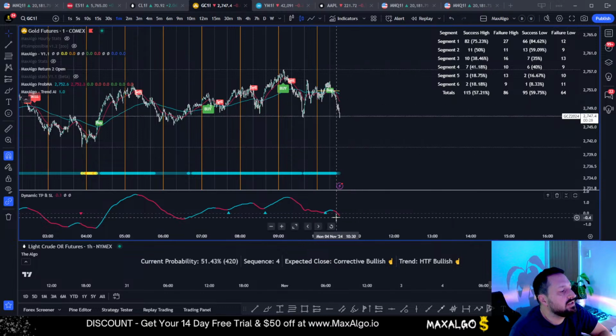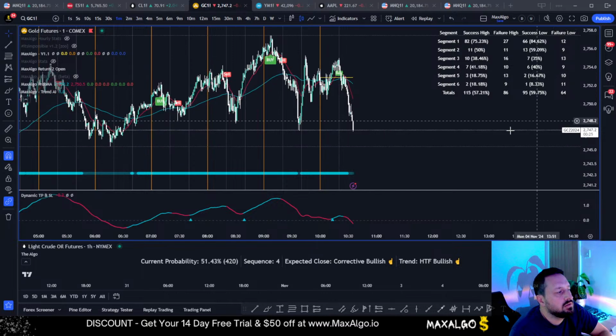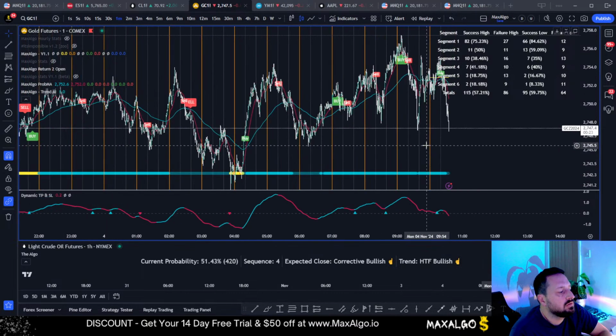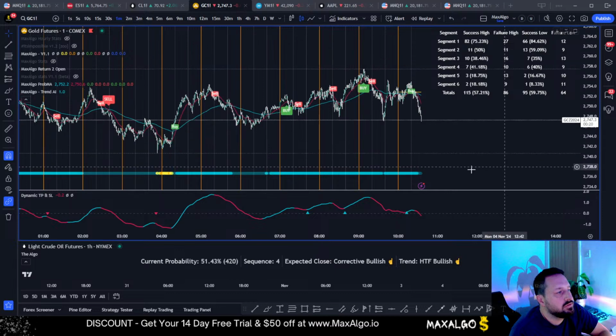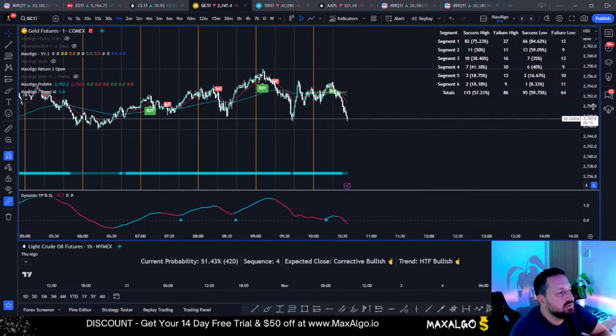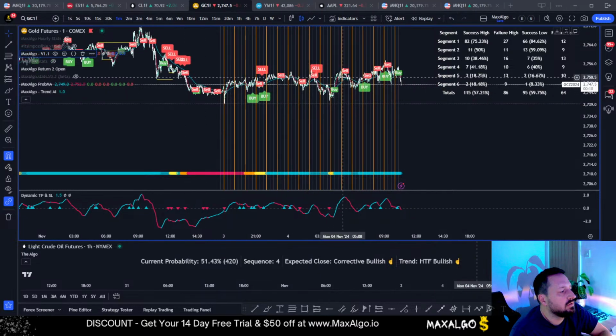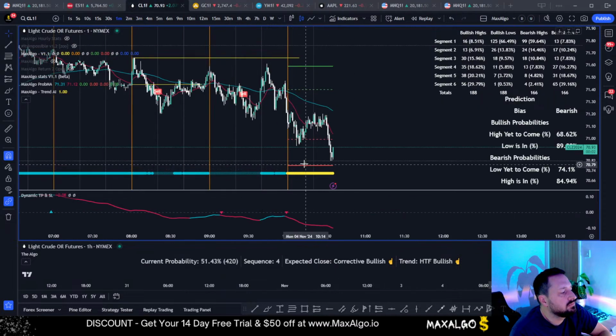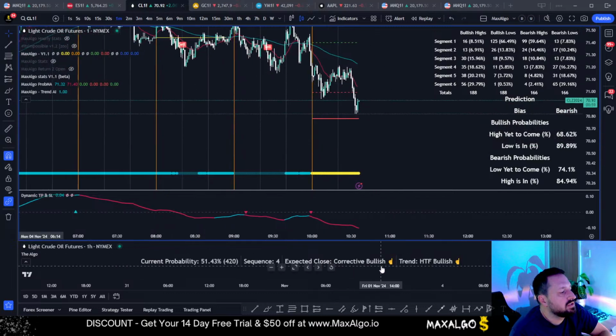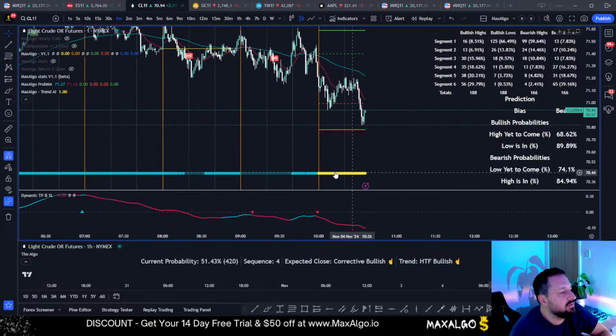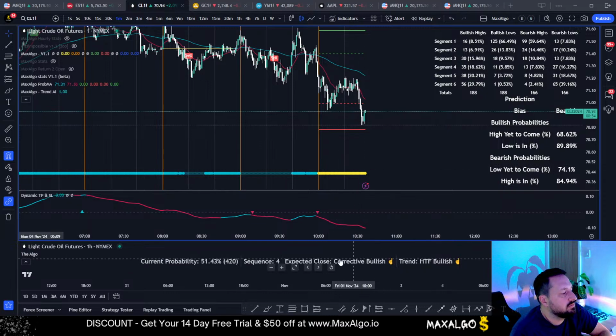Oh, gold crosses the 0 line. So obviously we might see gold go from corrective bullish into bearish. Might get a sequence 1. Maybe. So we're still corrective bullish on CL. We haven't yet. We've got that weak trend. Be interesting to see how it plays out.